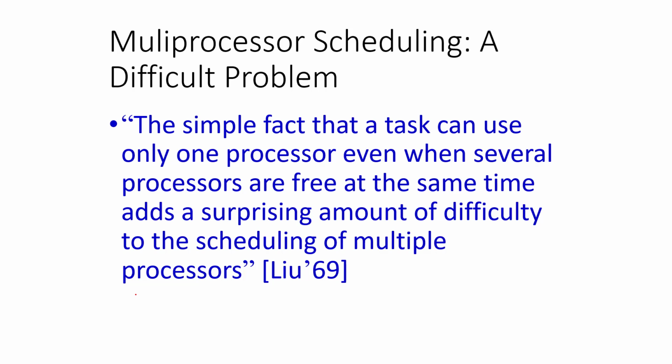So the key idea is that many algorithms that we have seen which are optimal, like RMS is optimal, DMS is optimal, even though we didn't cover that, and EDF is optimal. So these guarantees all break down when you have multiple processors, and many of these problems actually become NP complete.